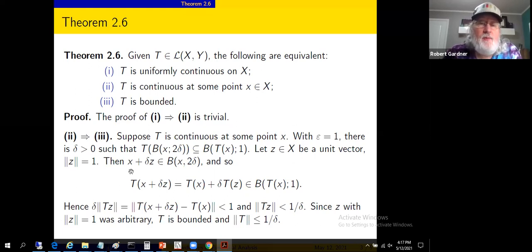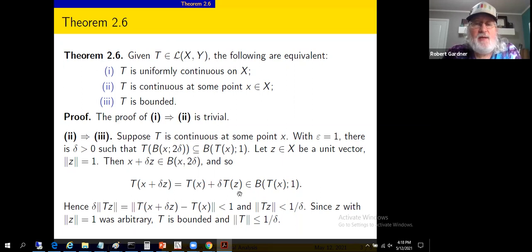So we know, having chosen x plus delta z to be in a ball of center x and radius 2 delta, if we apply the transformation to that vector, then we'll get something in this ball centered at T of x with radius 1. We're going to mention that down here. So apply transformation T to x plus delta z. T is a linear transformation, so use the linearity property. That equals T of x plus delta T of z. Linear transformations preserve sums, and scalars come outside of transformations.